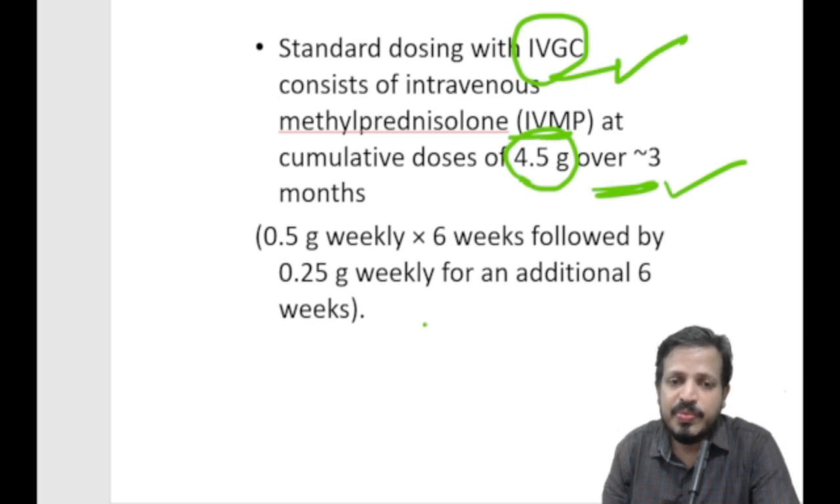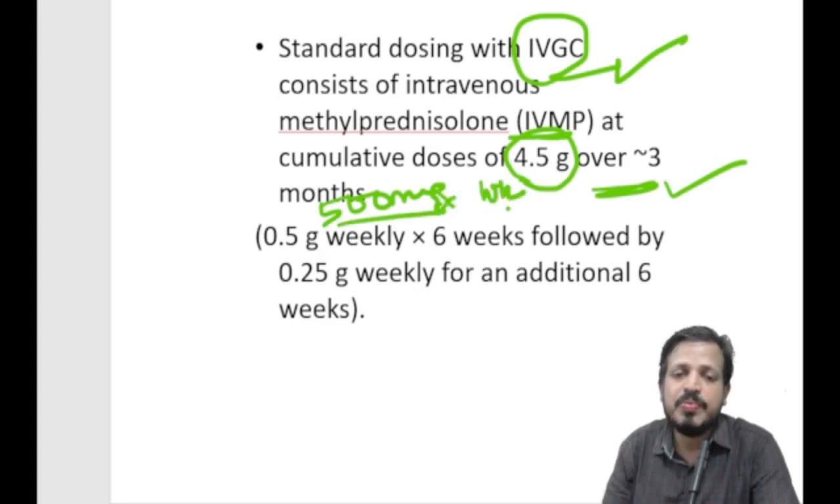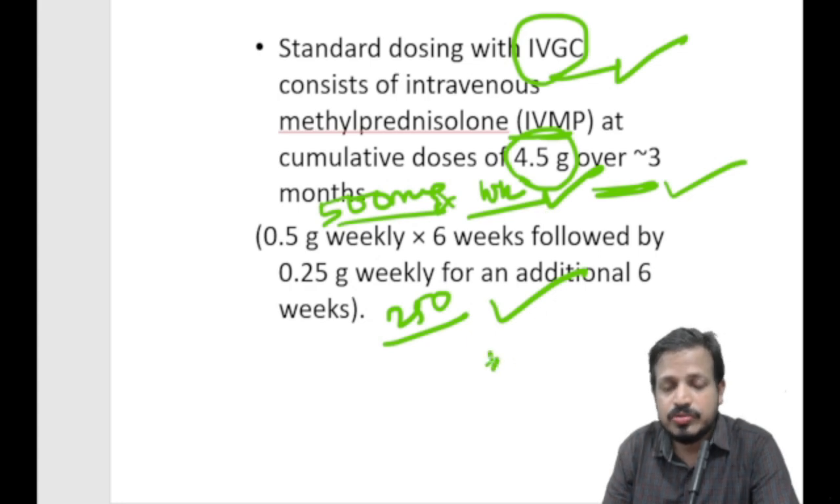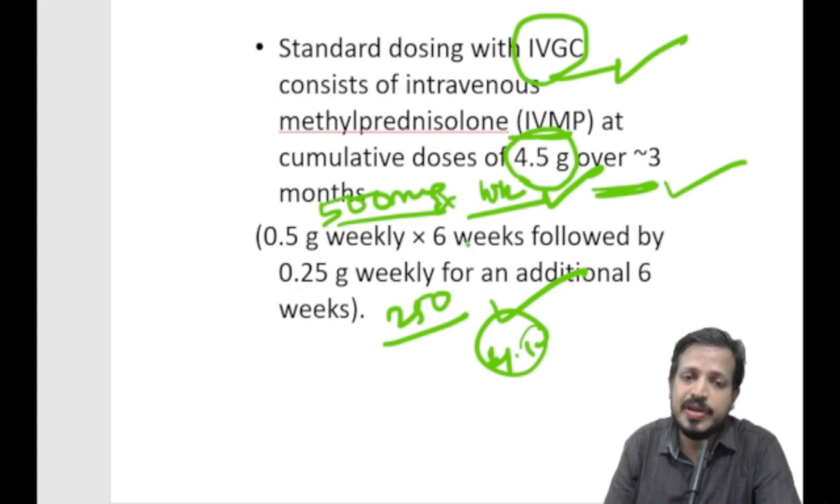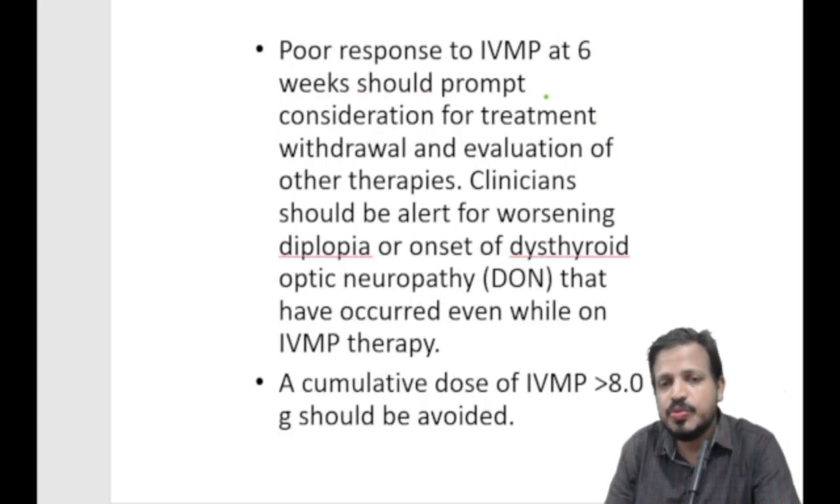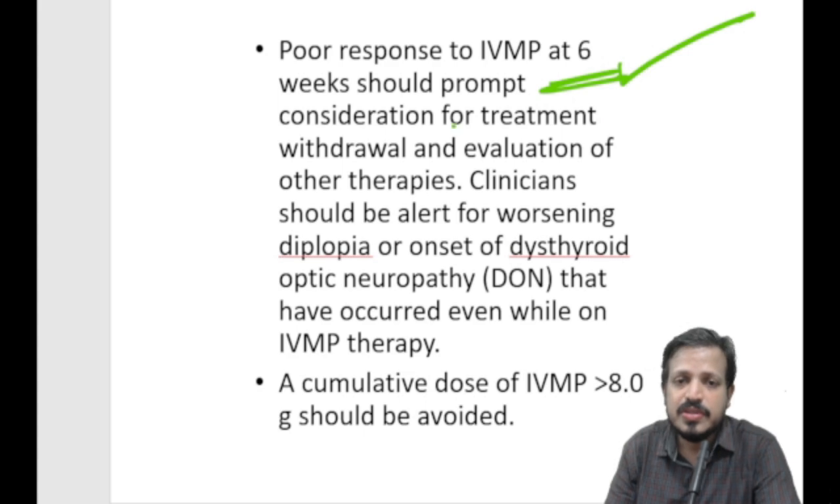How will we give it? That is 500 milligram once weekly for 6 weeks, then 250 milligram once weekly for another 6 weeks. So in total 4.5 gram we have to give. Then if there is poor response to methylprednisolone at 6 weeks of therapy, we will assess, and if there is poor response, then we can withdraw the therapy and evaluate for other therapy.